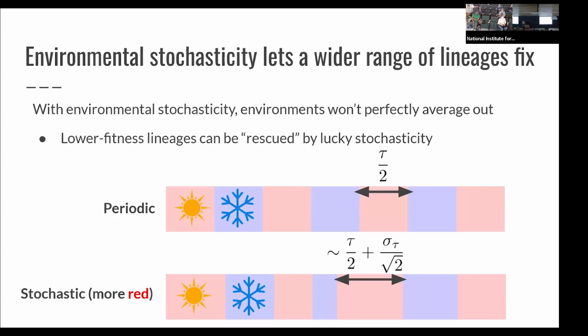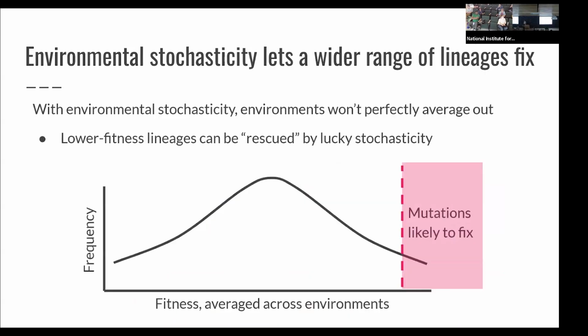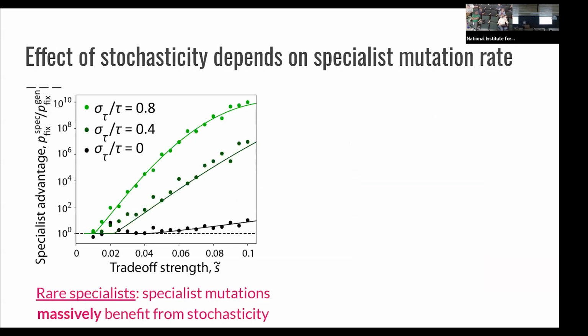And this effect will be stronger, of course, for specialist lineages because those are the ones that care about the environmental state. So the overall effect of this is that this range of mutations that are likely to fix that I showed you earlier actually extends backward by an amount that scales with sigma tau. And that has the effect of increasing the overall fixation probability. How much it does so really depends on how frequent specialist mutations are. So when specialist mutations are really rare and there's only one specialist mutation in the population at any given time, that lineage will get a massive advantage if you add in stochasticity. You can see it's like 1 billion times, 1 million times more likely to fix than a generalist.